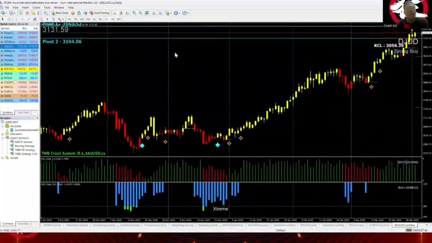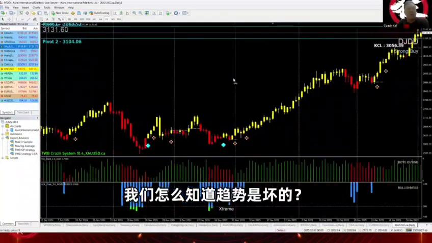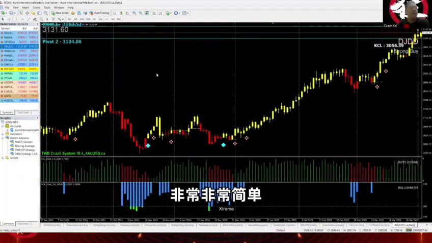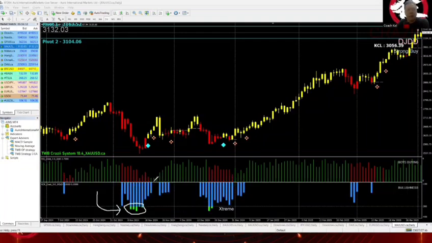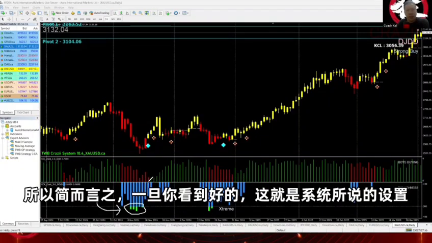First of all, the main thing in day chart trading is that you don't fight the trend. How do we know whether the trend is bull or bear? Very simple. I'll give you an easy way to look at this. All you need to do is look out for the KCX at the bottom, the one that is blinking. So this is set A.